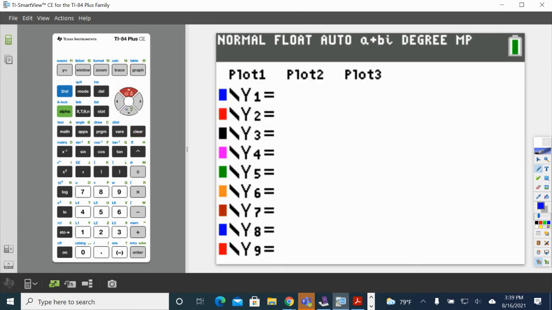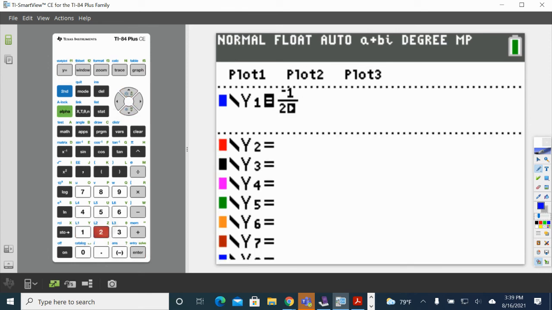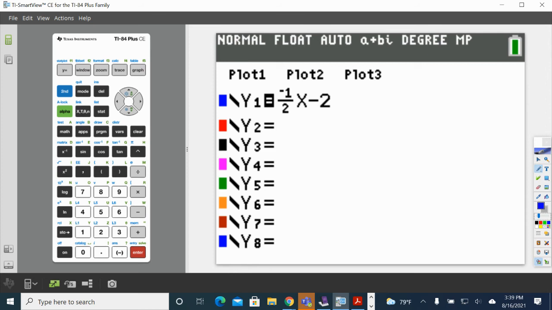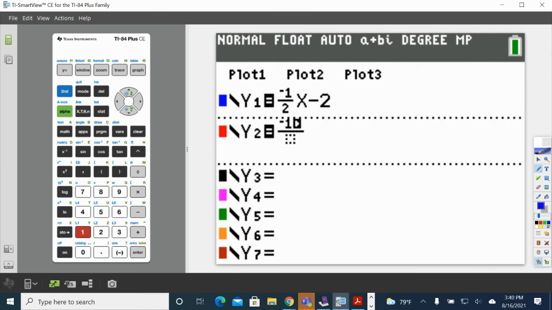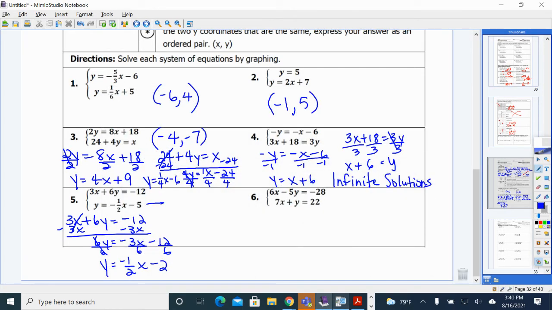And we got, again, alpha y equal, we need a fraction, negative 1/2 x minus 2. I'm going to put that one in first. And then the negative 1/2 x minus the 5. And graph. And what you should see here is, again, if we're looking for where the lines hit, these do not hit. This is what no solution looks like. There's no solution on that one.